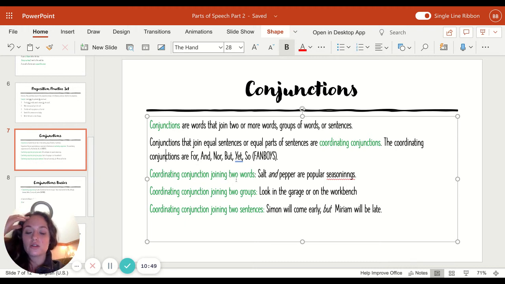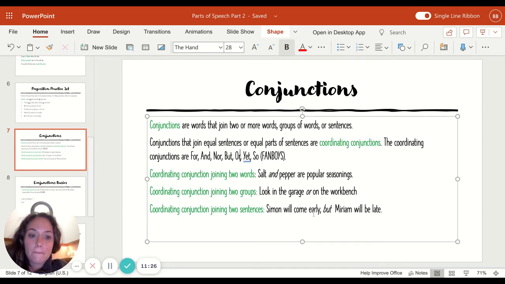So, a conjunction joins two words. So, and is a conjunction. Salt and pepper are popular seasonings. A coordinating conjunction joins two groups. So look in the garage or on the workbench. So garage or the workbench, or. Oh my gosh, F-A-N-B-O-Y-S: for, and, nor, but, or, yet, so. Sorry.